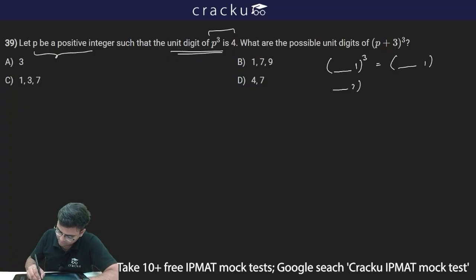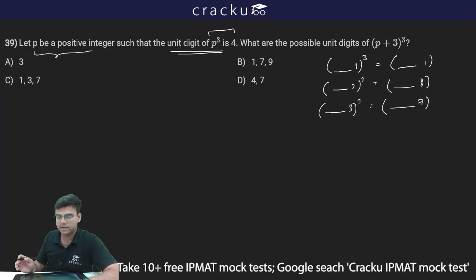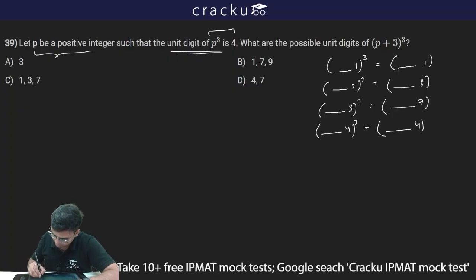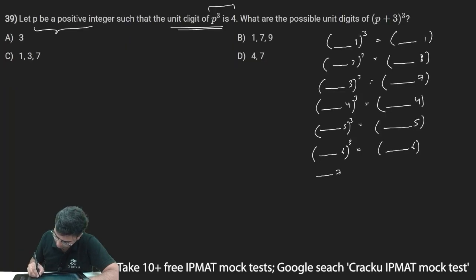Similarly for 2, if we cube it, it is 8. For 3, if we cube it, any number whose cube will have unit digit as 7. Similarly for 4, the cube will give a resultant number with unit digit 4. For 5, resultant number with unit digit 5. Then we have 6, resultant number will have unit digit 6. Then for 7, if we cube it, the resultant number will have 3 as the unit digit.